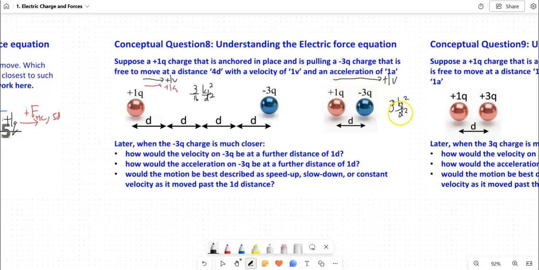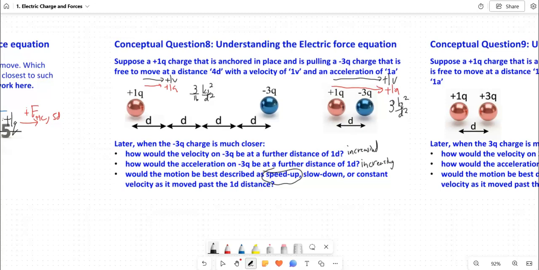So since its force is increasing, that means the acceleration is also increasing. So not only is it speeding up, which means the velocity vector is getting longer, the acceleration vector is also getting longer because the force of attraction is getting larger. So basically, the acceleration is going to be increasing because the force is increasing, and they are going to be speeding up.